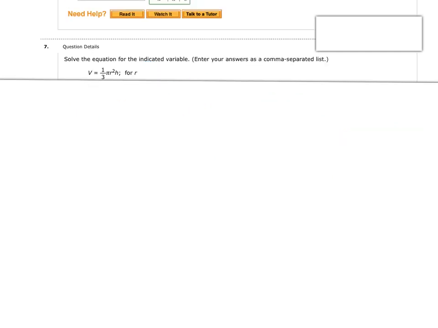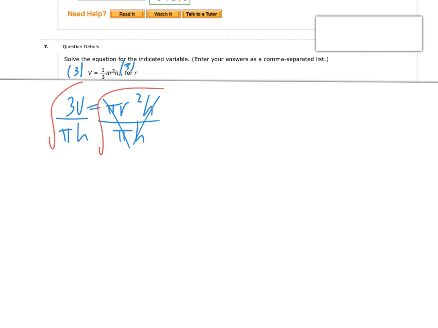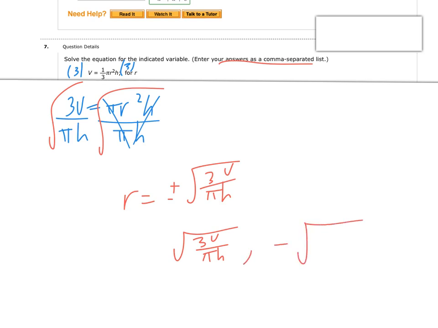All right, next up here, we're trying to isolate for r. So I would actually multiply by 3 to get rid of that 1/3. So that's going to be 3v equals pi r squared h. Then I would divide by pi h. And so then I would square root both sides to get rid of the squared. Now in this case, since we created that square root, we're going to need a plus or minus here. And so since it says enter the answers as a comma separated list, I'm going to write that once like this and then once as negative. I think you do have to put both.